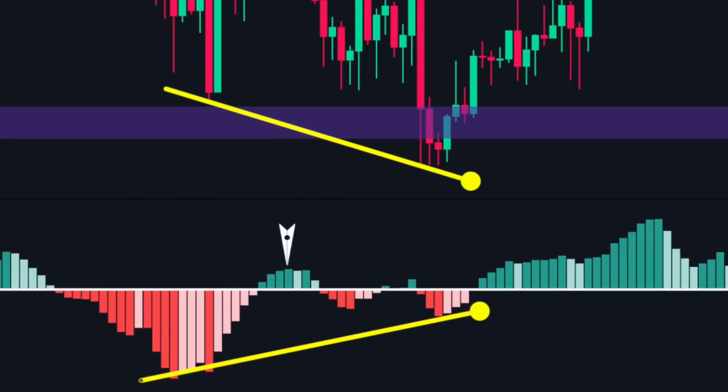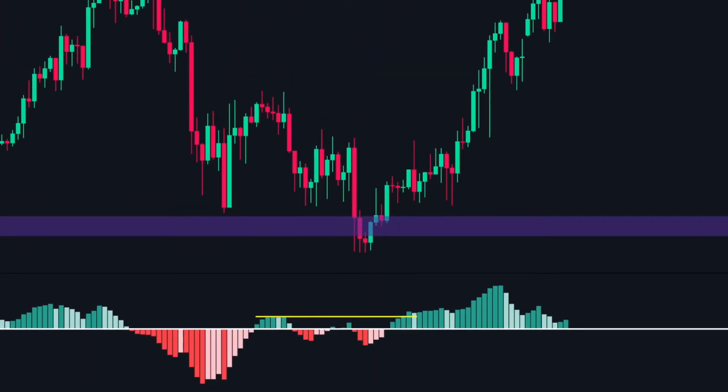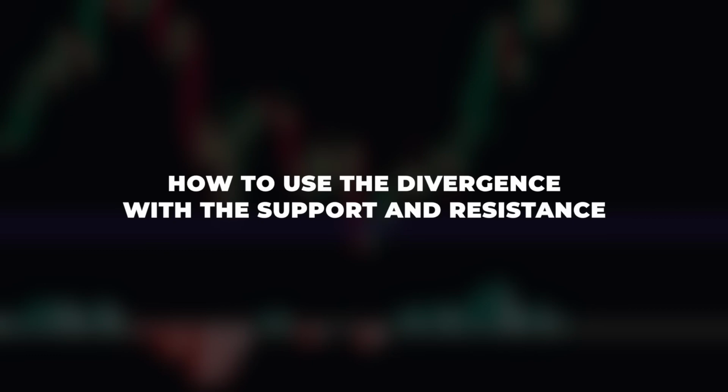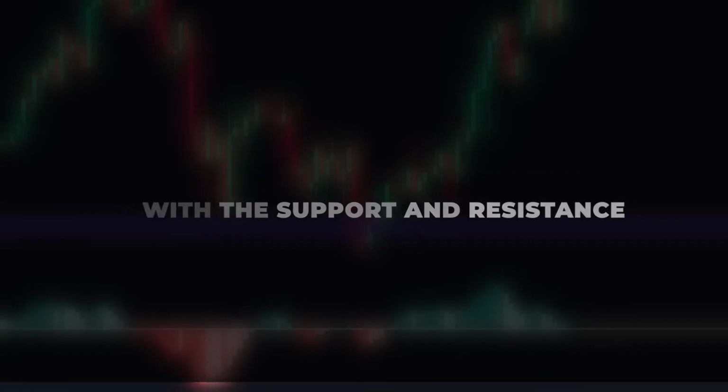Now we mark the highest point between the bottoms on the MACD and draw a line. On this bar, the histogram breaks above the line, and it is a buy signal. So we buy here. As you can see, the price made an up move and touched the most recent highs. So this is how to use the divergence with concepts of support and resistance.